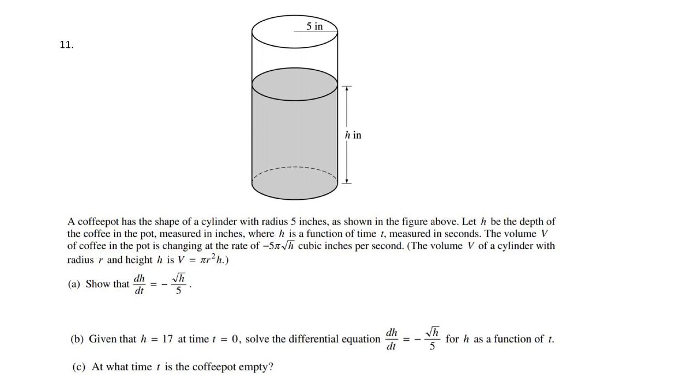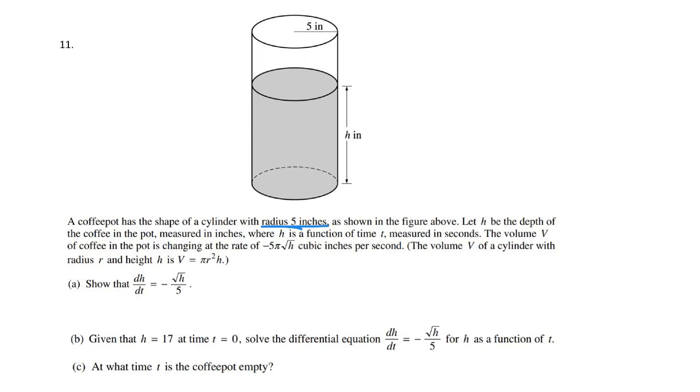All right, so now we have a coffee pot. Yay, we have coffee. Coffee problems are awesome. And let's see, we have the shape of a cylinder. We know what the radius is. The radius is 5 inches, so we've got that. All right, all right. I had to throw that in there.